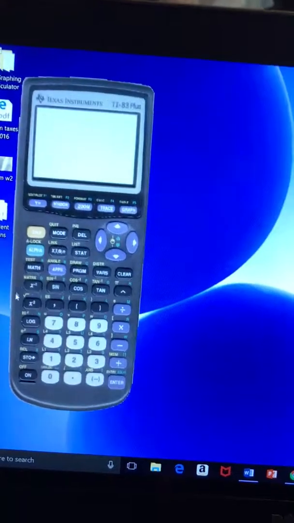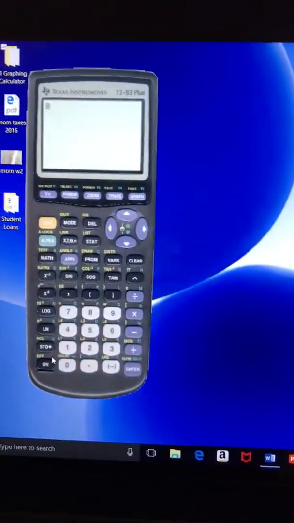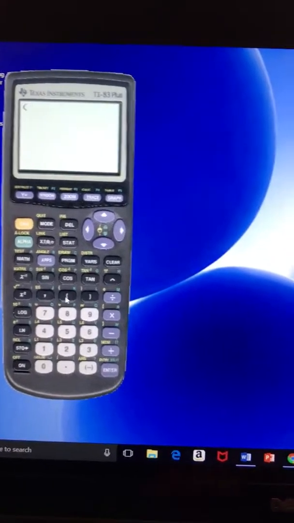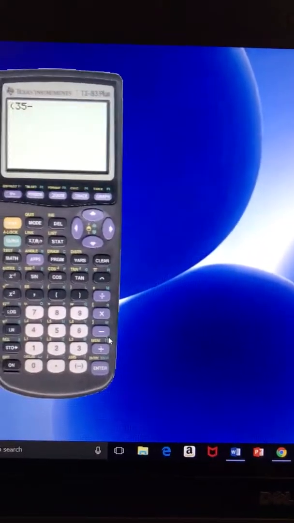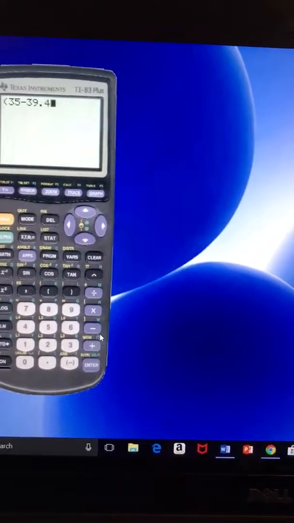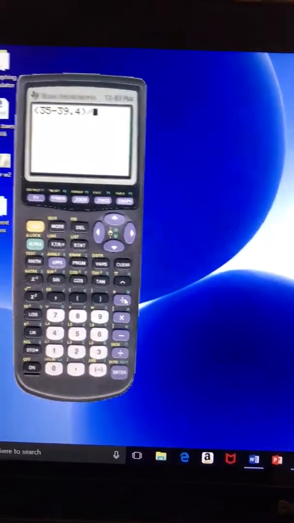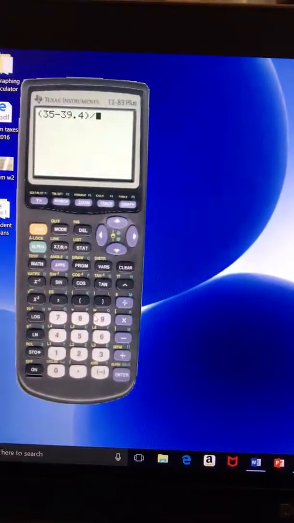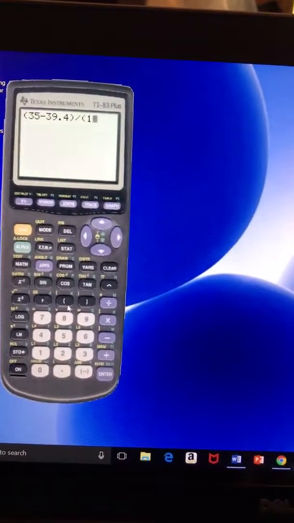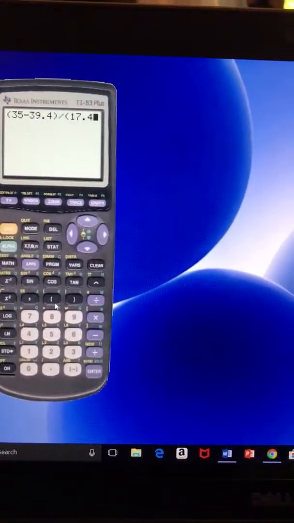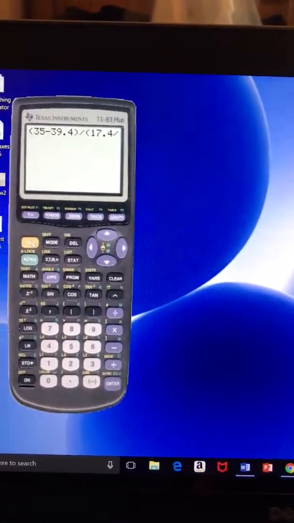But just so you can see one real quick on the parentheses, what I was talking about. If you type it in all at once, you need to put your numerator in parentheses, so 35 minus 39.4. Close that parenthesis and then divide by, and that has to have a parenthesis, 17.4 divided by the square root of 50.